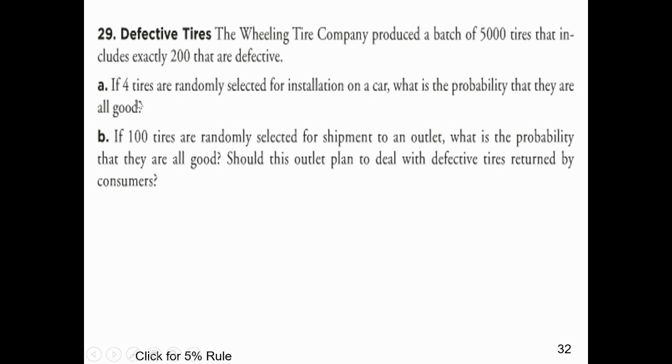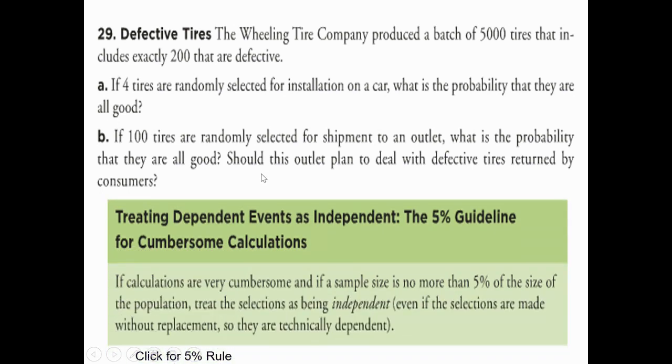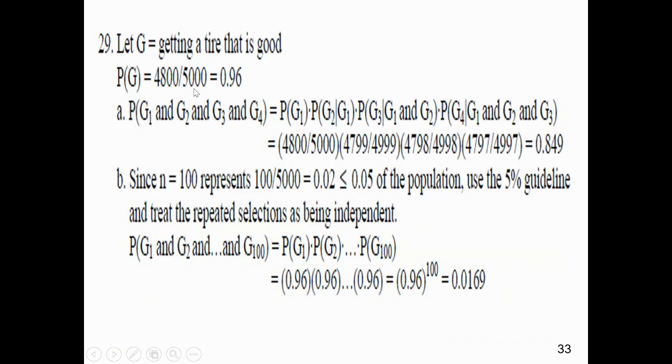have no defects. The 4 tires are randomly selected. What's the probability that they are all good, which means they don't have any defects? All right, so what do we got here? 4 tires. So first time out, it'd be 4,800 out of 5,000. All right, 4,800 are good ones over 5,000 total. Take that one, put it to the side. 4,799 over 4,999. Third time out, 4. So you get the idea.